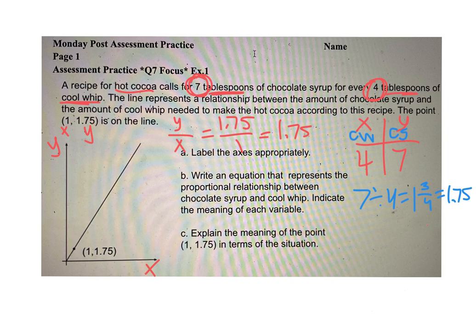So that means the Y value, that's got to be the chocolate syrup. And the X value is going to be the Cool Whip. All right, so then I'm going to put my check mark right there. We've just labeled the axes appropriately.